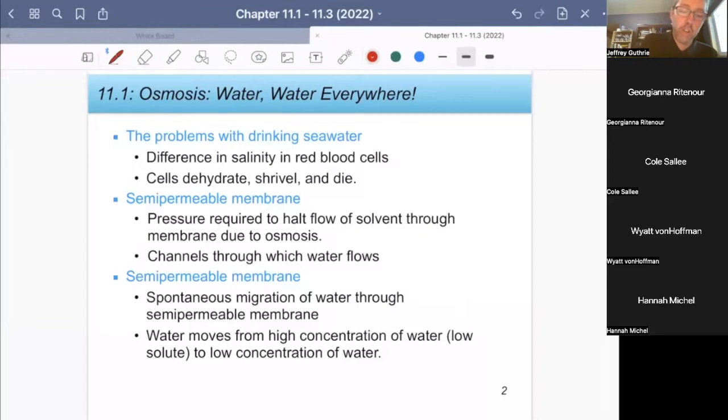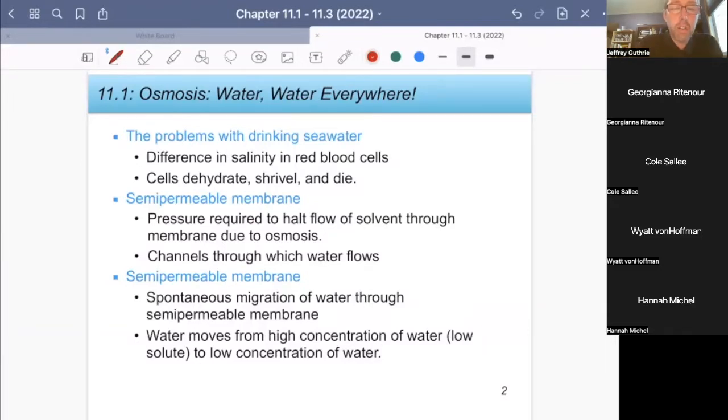Basically, the water is trying to dilute the salt of the seawater so that it ends up being the same concentration as the salt in your red blood cells. So that's how dehydration happens when you drink salt water, right? Because it has a high concentration of salt, it's just drawing water out of your blood cells and any other cells that it comes in contact with. Okay, cells dehydrate, shrivel, and die, and then you end up suffering as well.